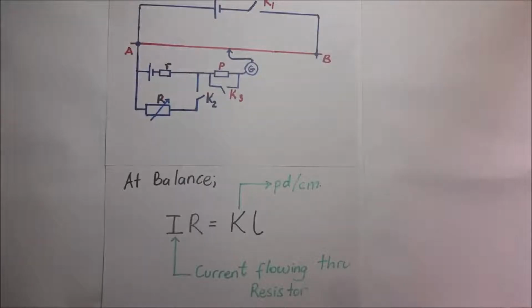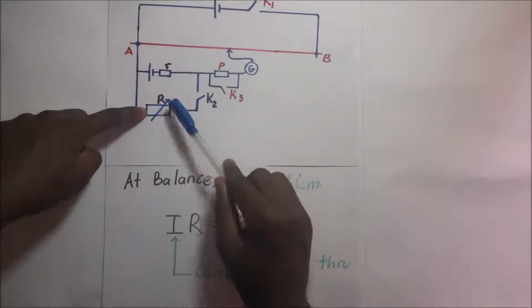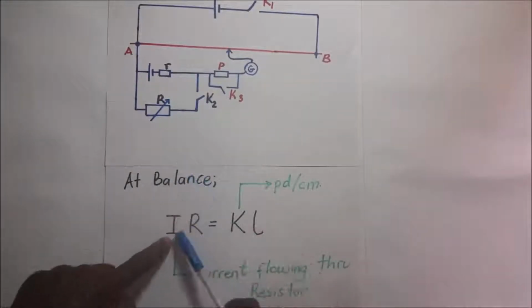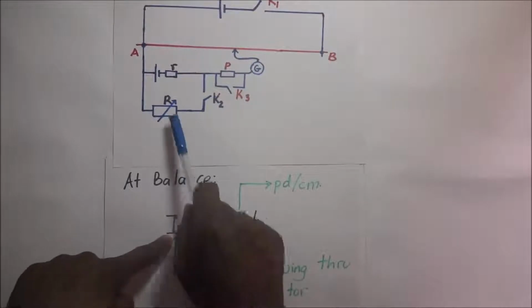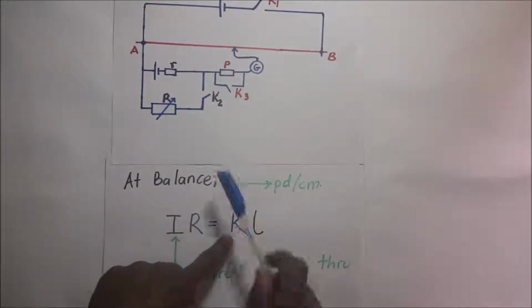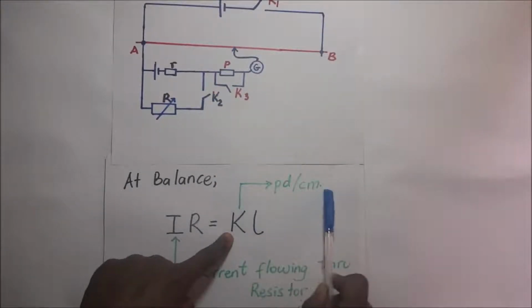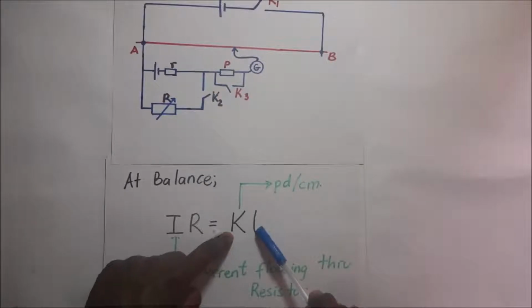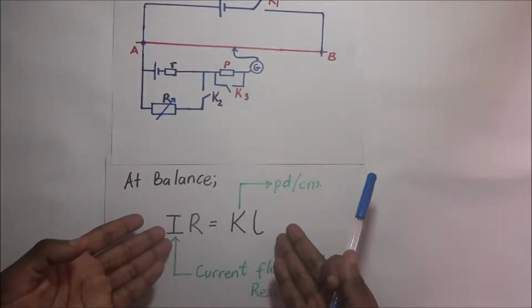So this is what I was saying: the potential difference across this resistor, now that we've connected it into the circuit, is I, the current going through this, times R, the resistance of this variable resistor. It is equal to the potential difference across the balance length, which is the PD per centimeter, or the PD per unit length, multiplied by the balance length that we got. So we have our second expression here.